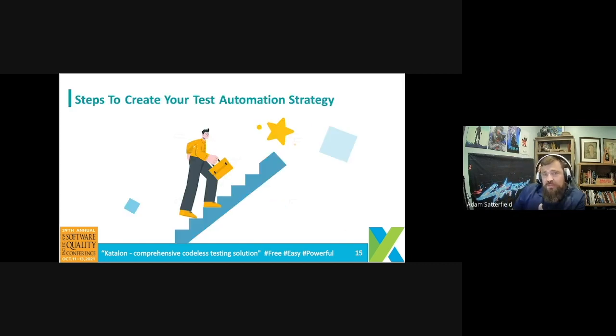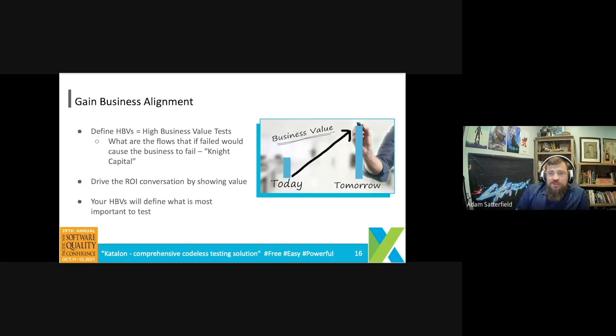So let's talk about the actual steps to create your test automation strategy. We want to have some actionable items that we could take away here. What are some things you can do, leaving this talk, to help start creating your test automation strategy? First is gaining business alignment. If you've got the idea, you understand generally where you want to go, and you say, hey, we believe this is a good idea.